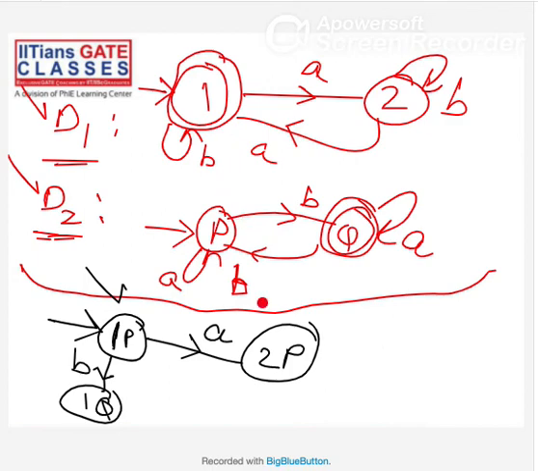See here, this is 2P, and you want to check where this will go on symbol A. You need to check where this 2 will go on A, and where this P will go on A. This 2 will go on A to 1. You can see this 2 will go to 1 on A. And this P will go to P. So finally, where will you go? You will go to 1P. Basically, on A you will go to 1P. Your answer will be 1P, not 1. So from 2P, you will go to 1P on A.